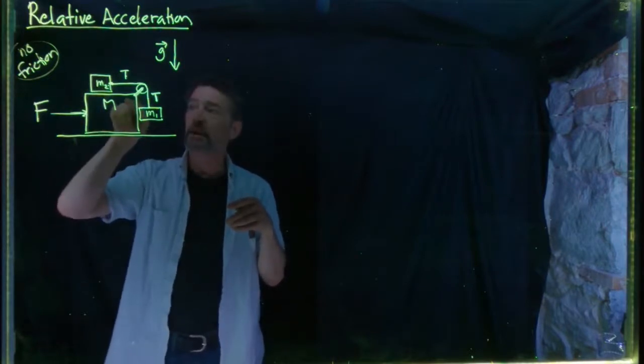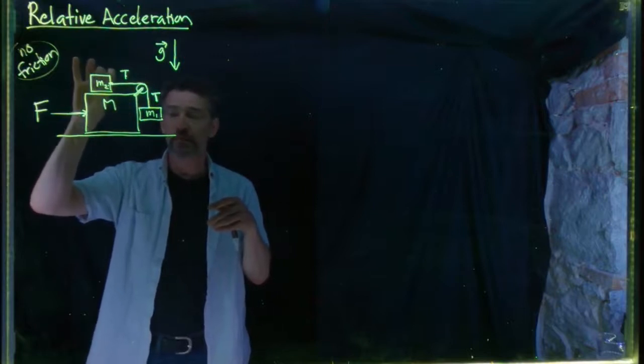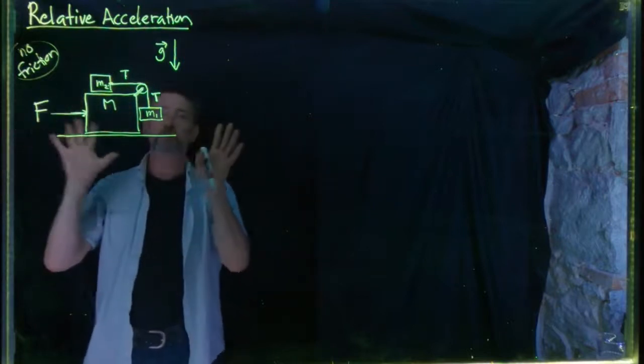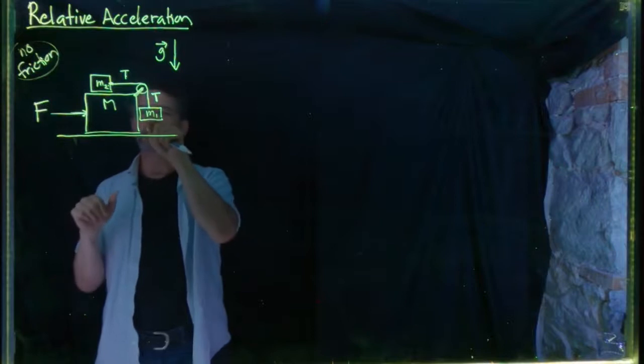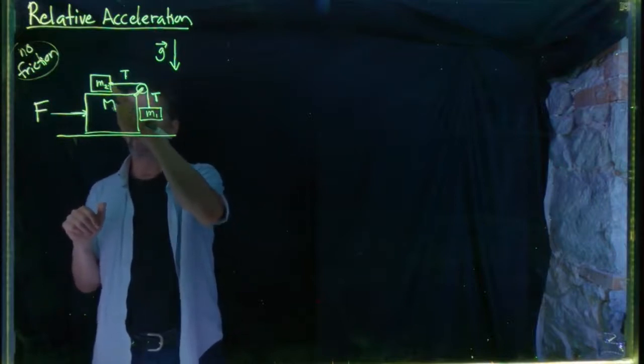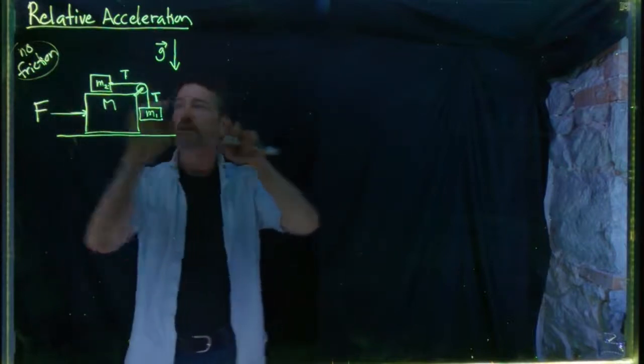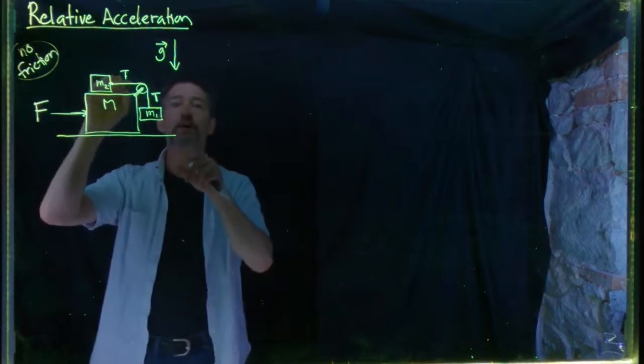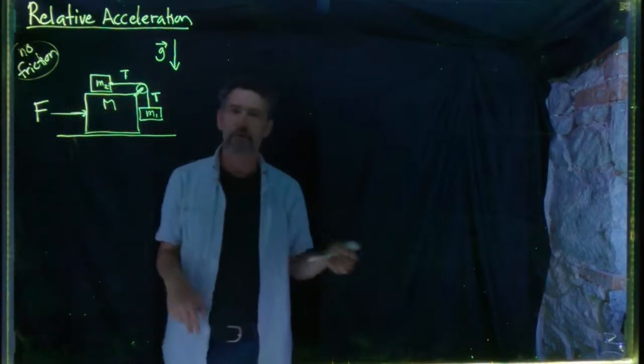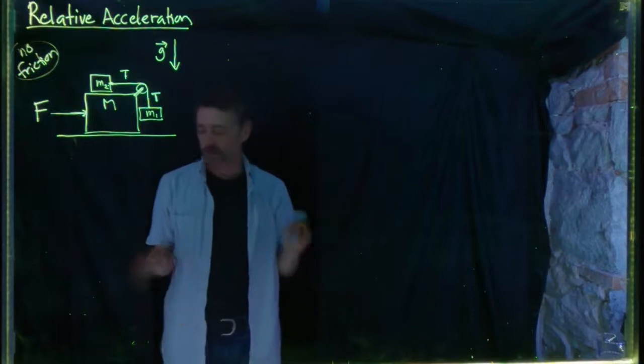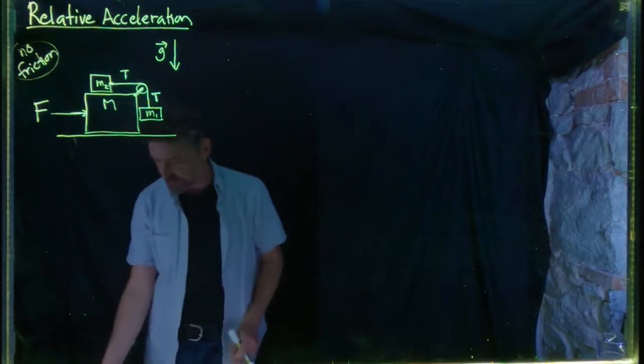Someone sitting on big M would see M2 accelerating back. But someone sitting on the ground in the original inertial reference frame will see both big M and M2 accelerating to the right, just that M2 will not be accelerating to the right as much as big M. Relative acceleration, that's kind of cool. That's one of the interesting aspects of this problem.